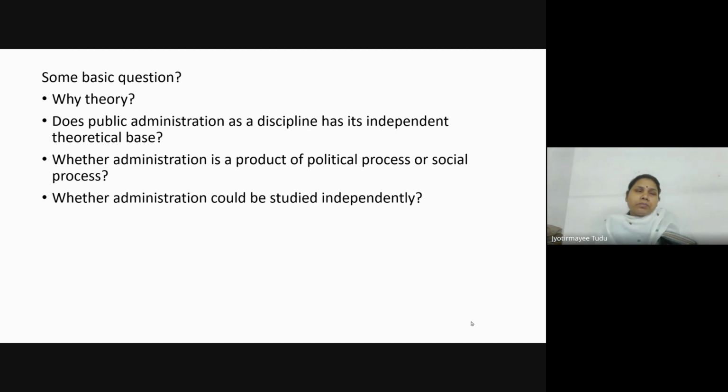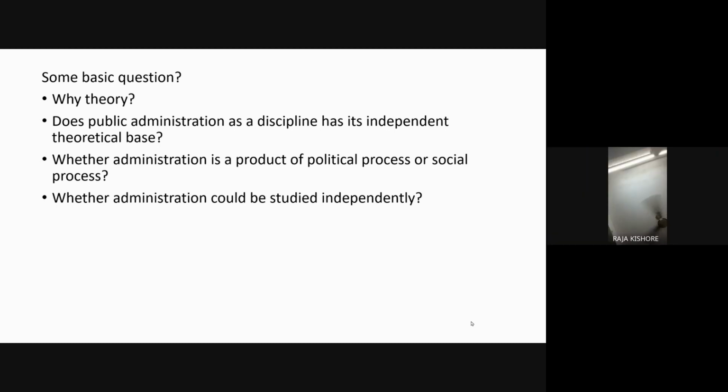Most of the textbooks, while talking about the theories of administration, begin with Woodrow Wilson's article on the study of administration, which got published in the year 1887. It talked about the dichotomy, the separation between politics and administration. Then subsequently, Goodnow's book, Politics and Administration, also talked about the separation argument, and with this the first understanding came up that public administration could be studied independently from political science.